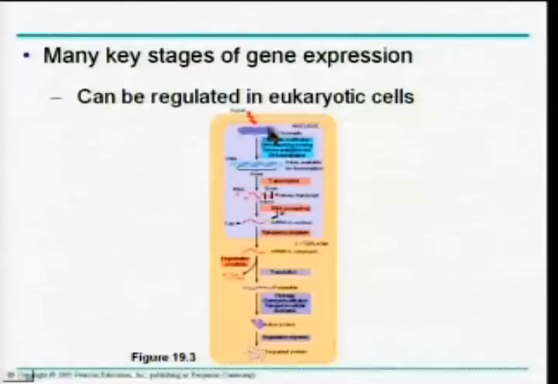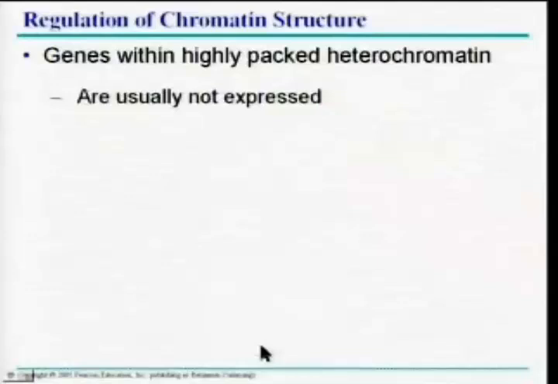So at any point along the length, you can have modification of gene expression. Thinking of starting with a signal for the gene to be expressed to the point where the protein, the gene product, has lived its life and is degraded. Then, regulation of chromatin structure can be related to this. Genes within highly packed heterochromatin are usually not expressed within cells.